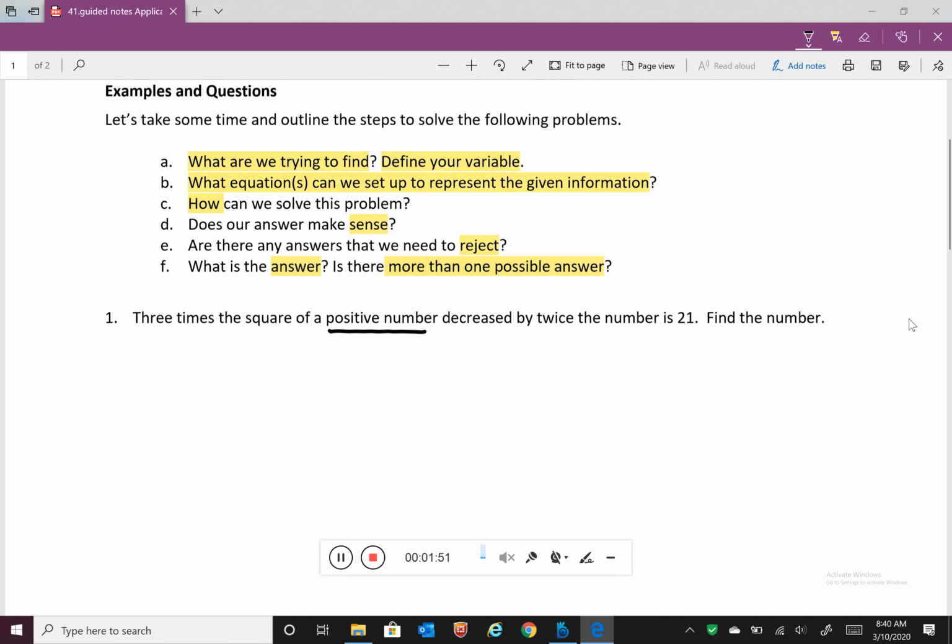decreased by twice the number is 21. Now often, but not always, in word problems the word "is" is denoted by an equal symbol. And so we're really at step A, which is, what are we trying to find? We're trying to find the number. So we're going to define a variable. We're going to let n equal the number.